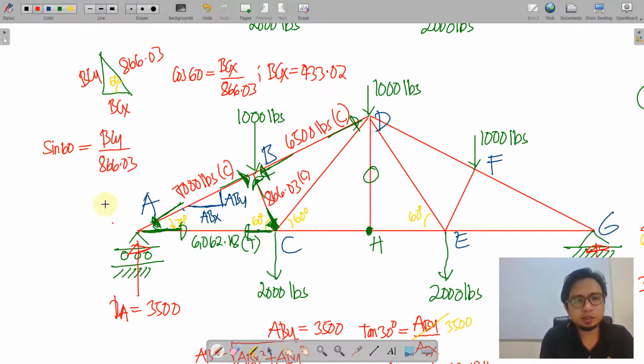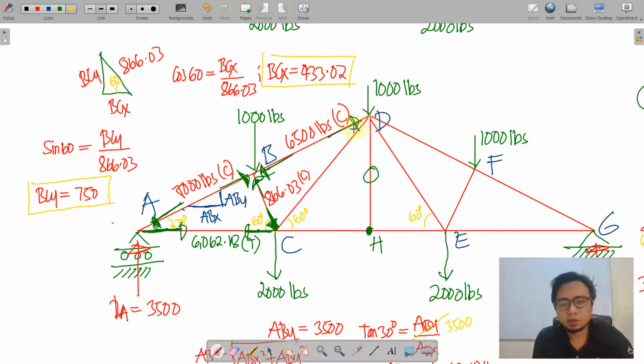By the sine function, sine 60 is equal to BCY over 866.03. Hence, BCY is 750. Knowing the values of BCY and BCX, we can now proceed to isolate joint C. At joint C, for summation of forces in X, we have a leftwards 6062. So if it is leftwards, that is negative 6062.18, plus rightwards 433.02, that is BCX.